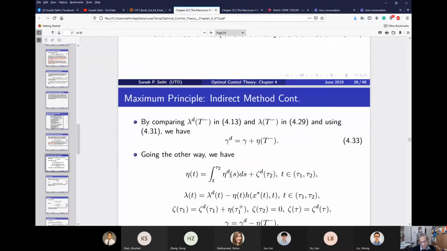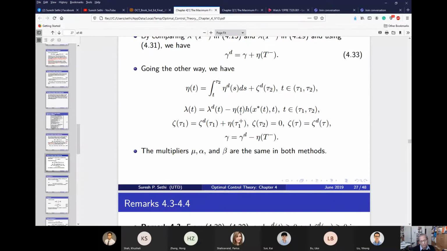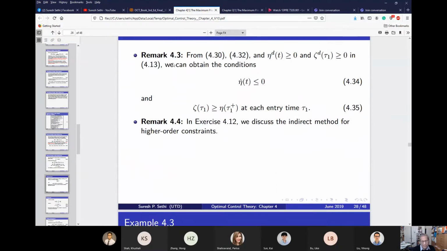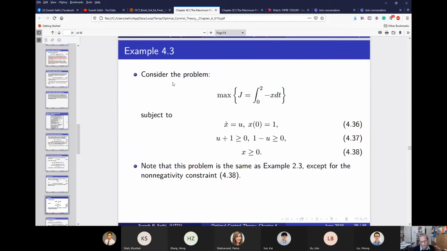So these are just the transformations. I give you how you go by comparing this and this. If you go the other way, we can go this way. So from eta_d, I can find eta(t) and lambda(t). Anyway, these are all equations which are straightforward, so I'm just not going to spend too much time on that. Again, the remark 4.3, as I mentioned to you here. So now let's start with examples.